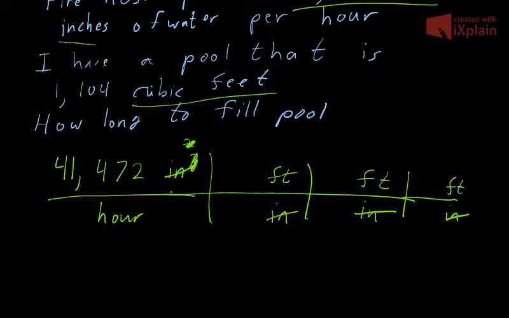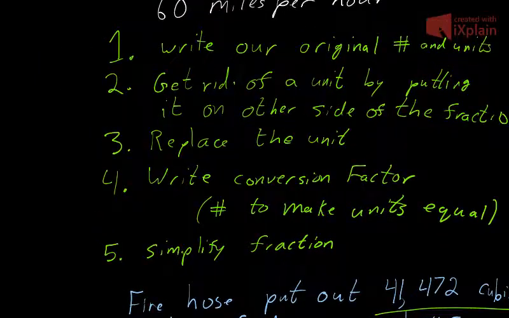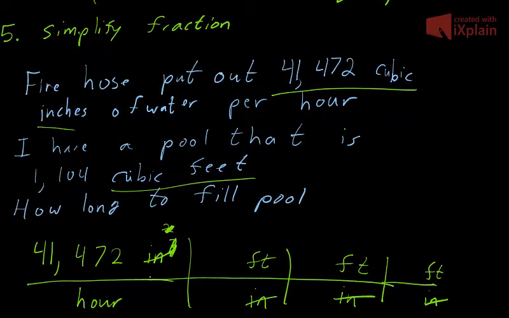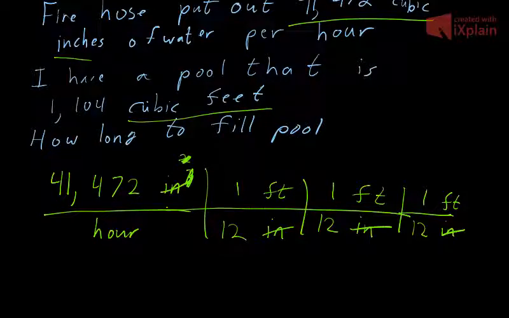So I need to fill in my numbers here. All I did there was I put my unit on the other side of the fraction to get rid of it, and I replaced it with feet. But now what I need to do is step 4, which is to write my conversion factor. So my conversion factor is going to be that 12 inches is 1 foot, 12 inches is 1 foot, and 12 inches is 1 foot. So I got to do that 3 whole times, which is a lot.